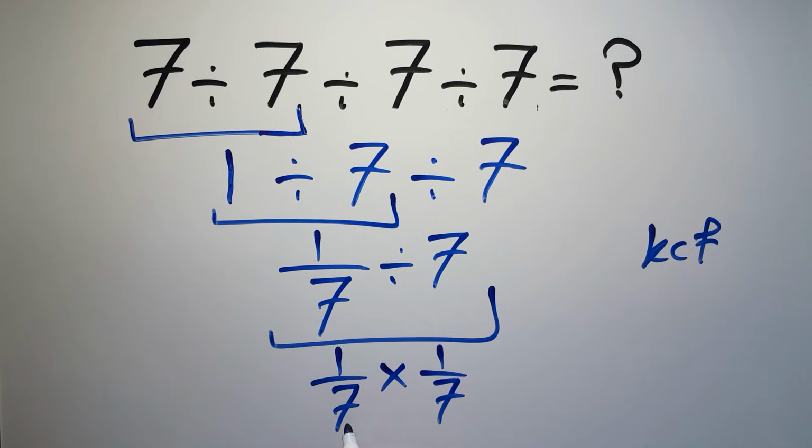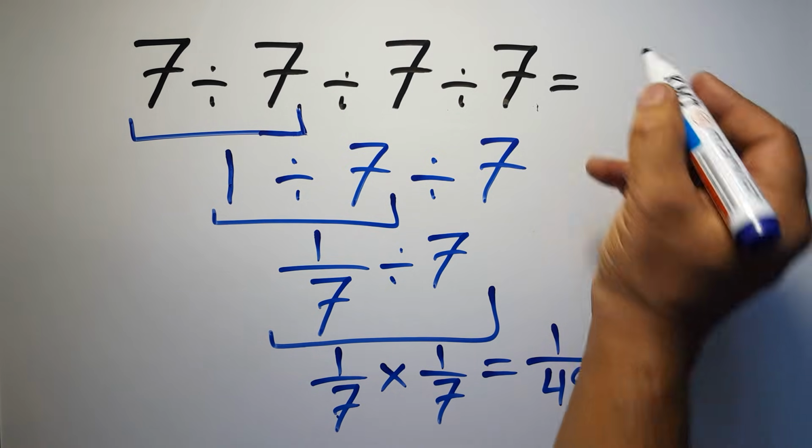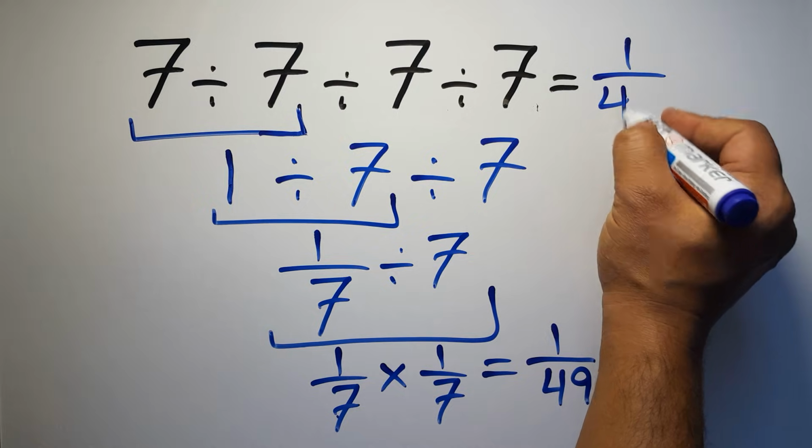So we have 1 over 7 times 1 over 7, which equals 1 over 7 times 7, which gives us 49. And this is our final answer to this problem. The correct answer is 1 over 49.